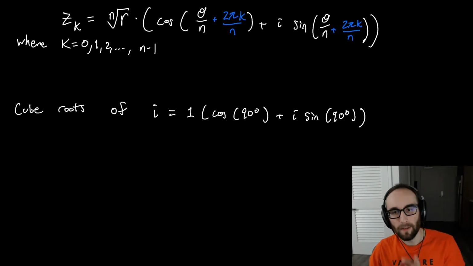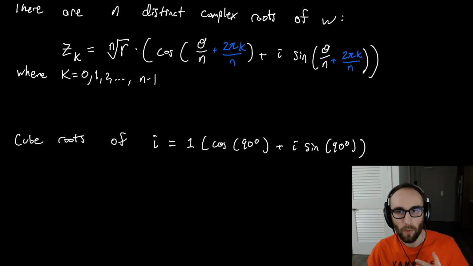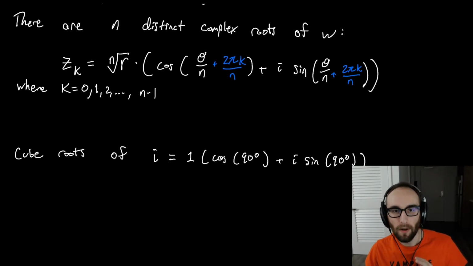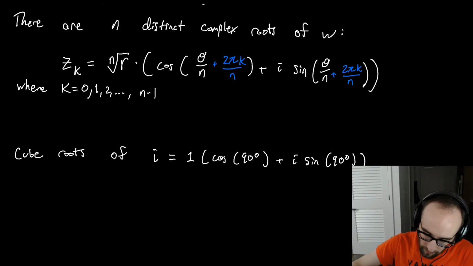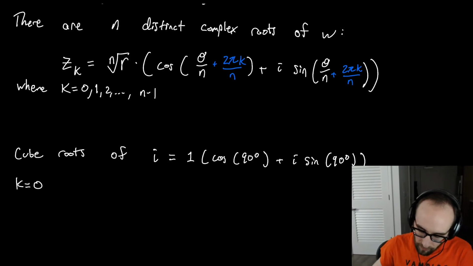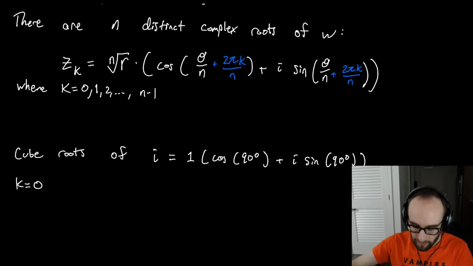So I rewrote i in terms of polar form, and then we're going to use the equation above to find the 3 cube roots of i. We're going to start off with k equal to 0. So we set k equal to 0, and then we calculate this part of the equation when k is 0.